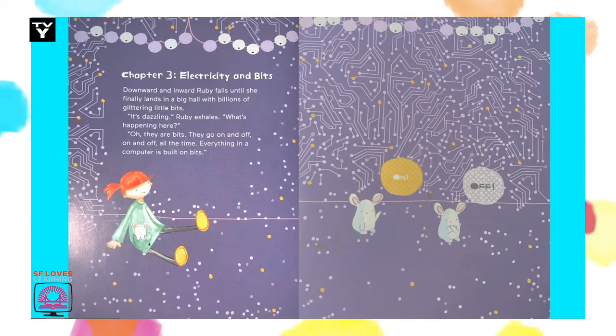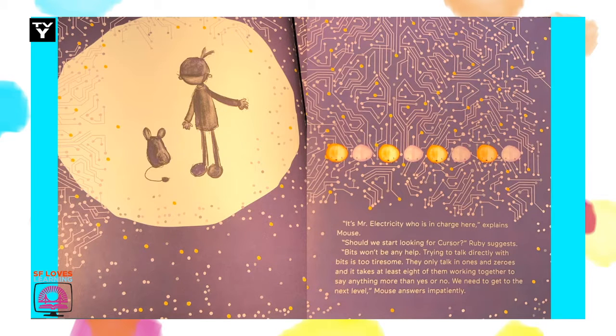Chapter 3: Electricity and Bits. Downward and inward, Ruby falls until she finally lands in a big hall with billions of glittering little bits. It's dazzling, Ruby exhales. What's happening here? Oh, they're bits. They go on and off, all the time. Everything in a computer is built on bits. It's Mr. Electricity who's in charge here, explains Mouse.